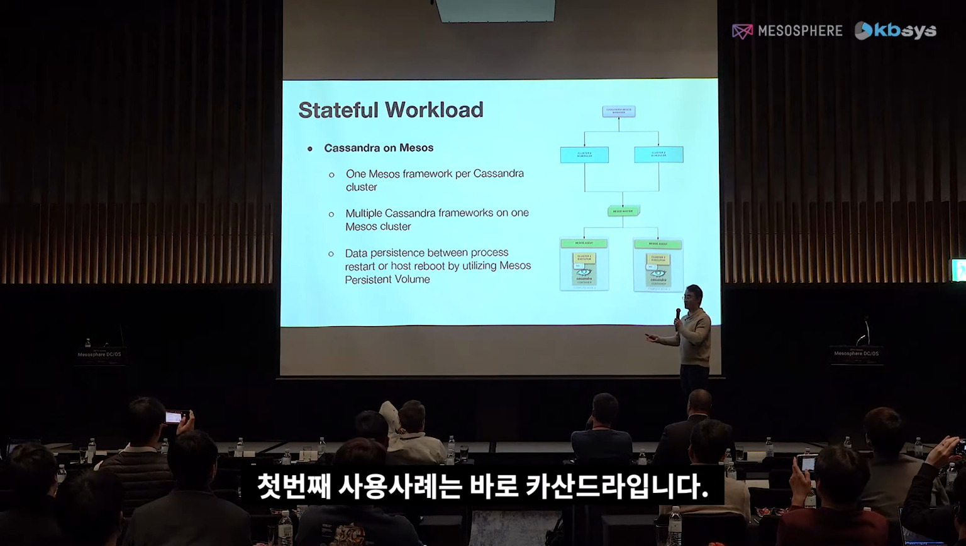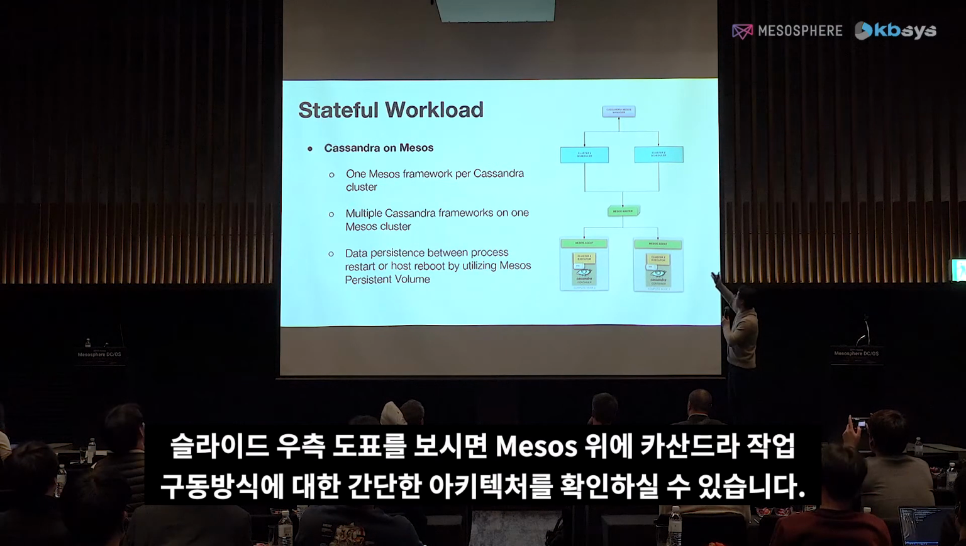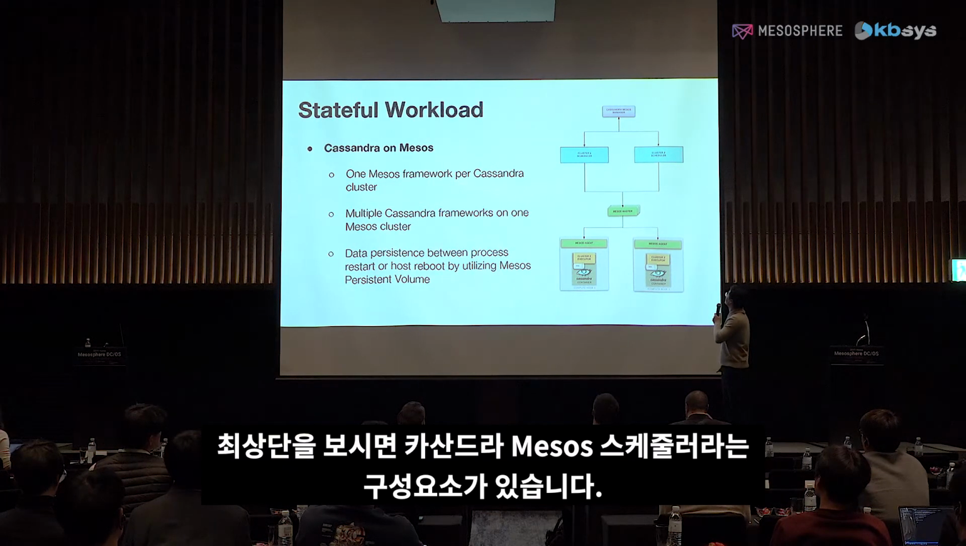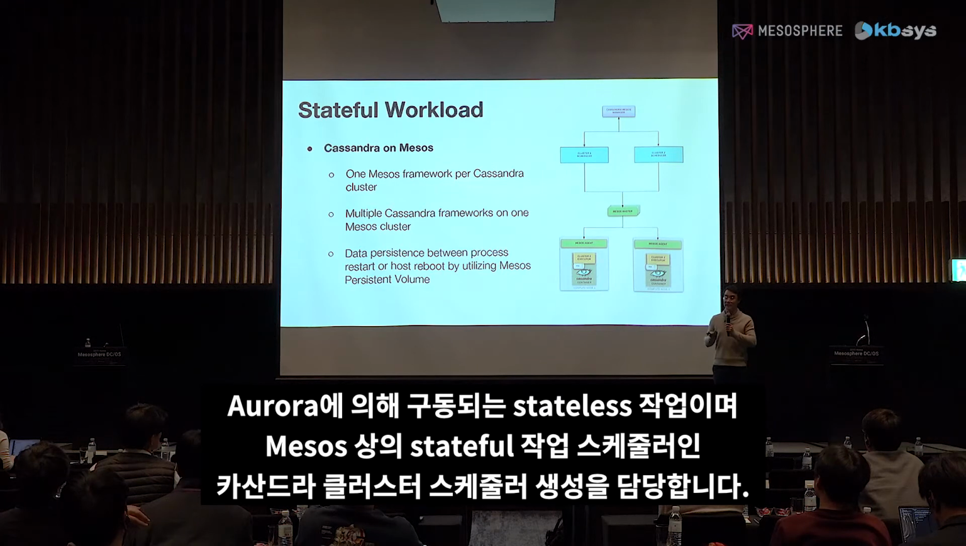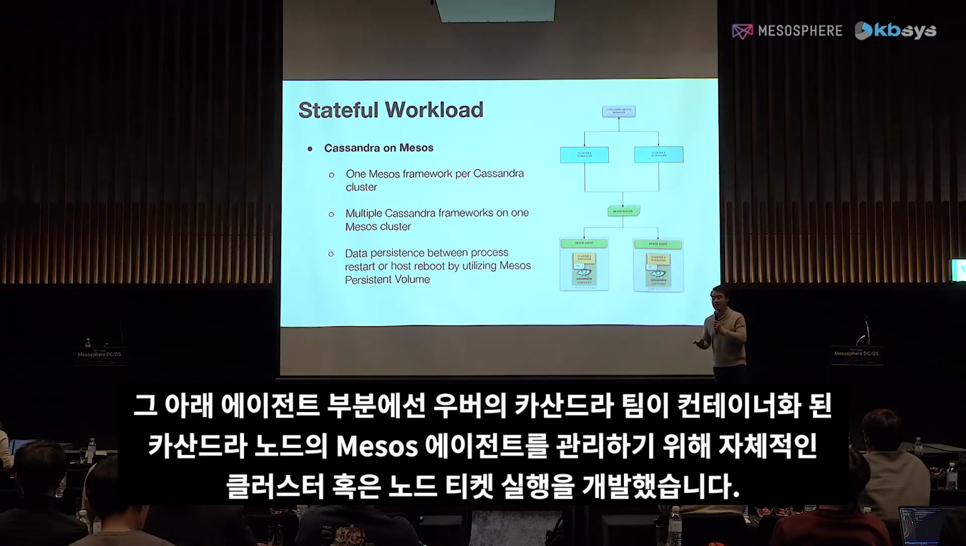The stateful workload we're actually running on Mesos is Cassandra. If you look at the right side of the slides, this diagram represents a brief architecture of how we spawn up the Cassandra workload on top of Mesos. At the very top, we have a component called Cassandra Mesos Scheduler. This is essentially a stateless workload managed by Aurora. This Cassandra Mesos Scheduler takes charge of spawning the Cassandra cluster scheduler, which is essentially the stateful workload scheduler on top of Mesos. And underneath, on the agent side, Uber's Cassandra team developed their own cluster or node executor to manage the containerized Cassandra node on each Mesos agent.